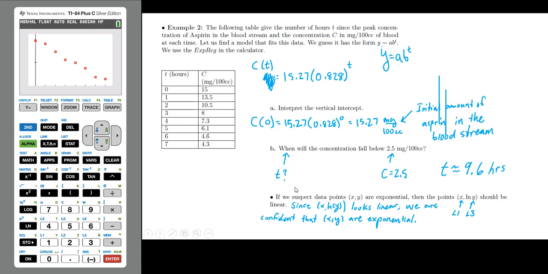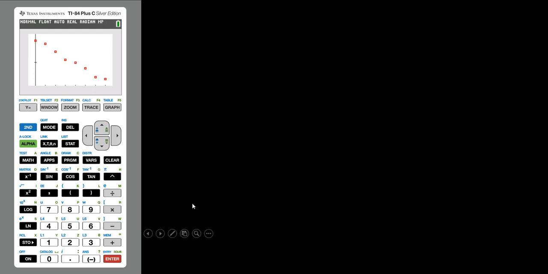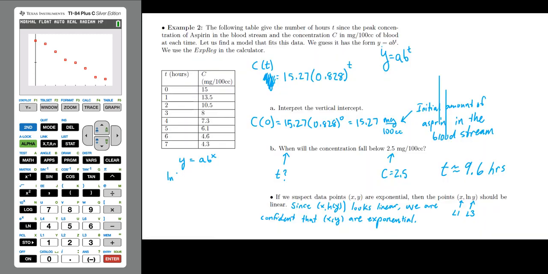Okay, so why would that be? The reason is if you have exponential data, y equals a b to the x, oops, and you take the natural log of both sides, then you get the natural log of y is equal to, first of all, using the addition rule, the natural log of a plus the natural log of b to the x. But then you can also bring the x down in front.